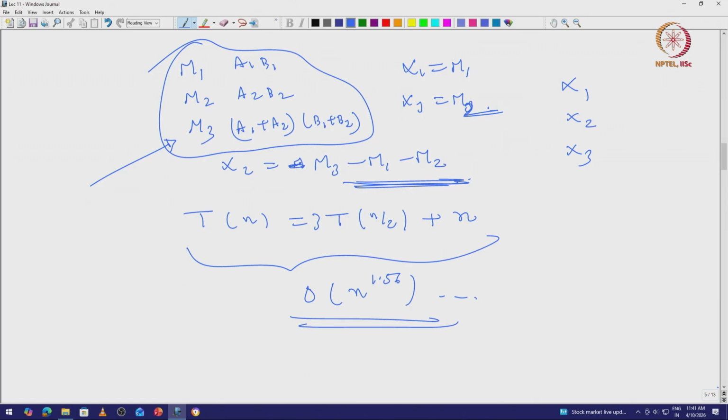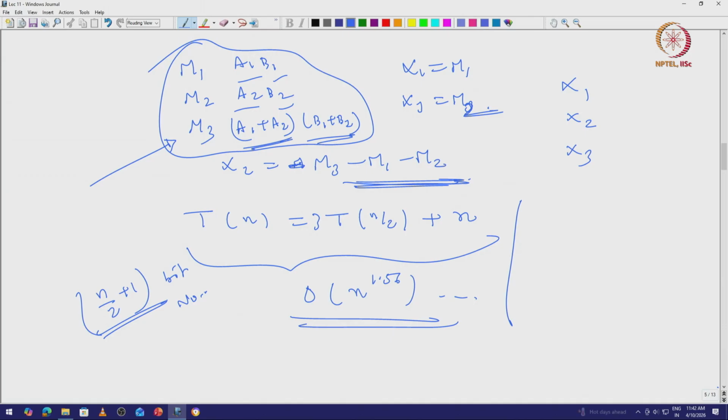And this is Karatsuba's algorithm. We are going to make one small observation and then notice that A1 and A2 are n by 2 bit numbers, but when you add you get n by 2 plus 1 bit numbers. These are n by 2 bit number multiplications, but this is n by 2 plus 1 bit number multiplication.